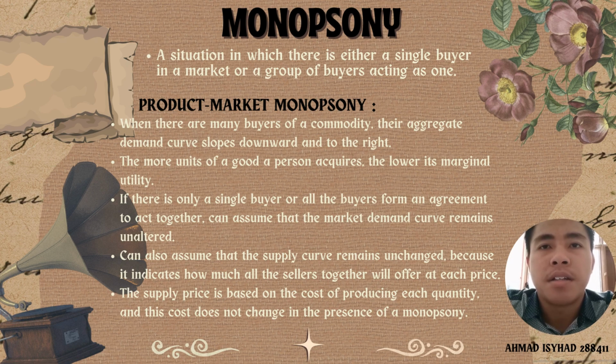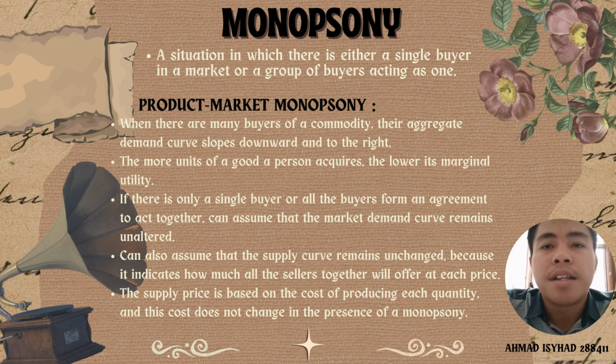Monopsony is a situation in which there is either a single buyer in a market or a group of buyers acting as one. Product market monopsony. When there are many buyers of a commodity, their aggregate demand curve slopes downward and to the right. The more units of a good a person acquires, the lower its marginal utility. If there is only a single buyer, or if all the buyers form an agreement to act together, we can assume that the market demand curve remains unaltered.